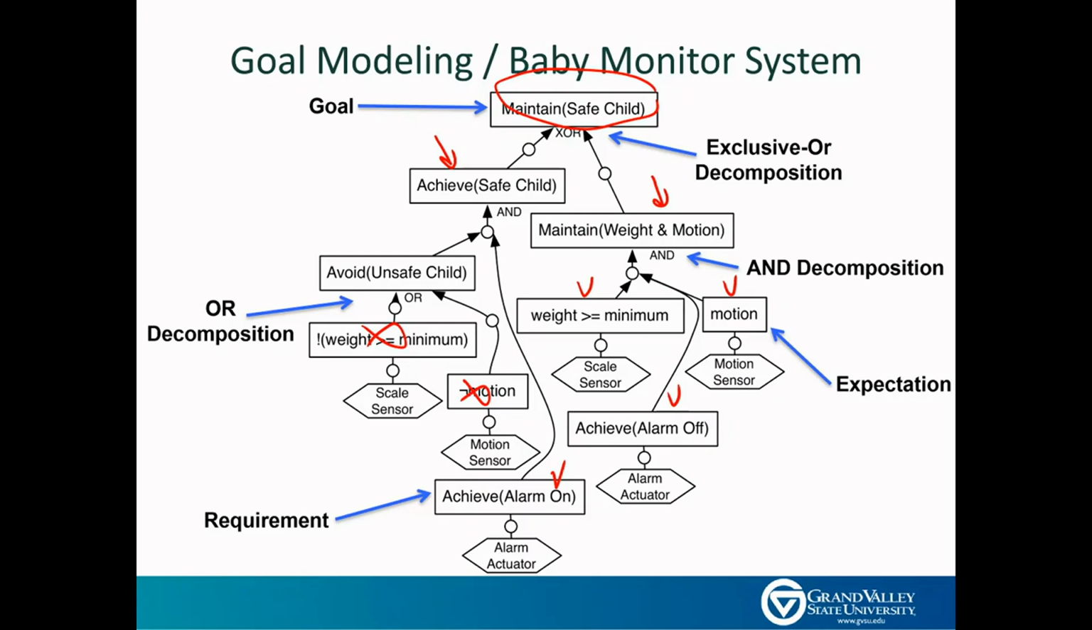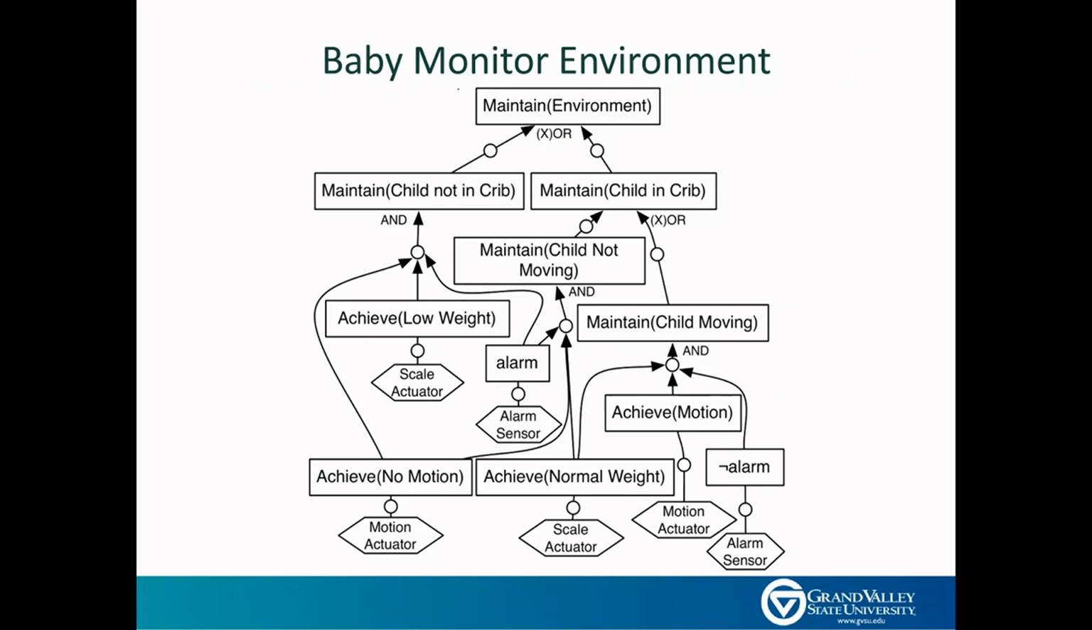Now, similar to that, we now have to model the baby monitor environment. And you'll notice here that we have sensors for weight, sensors for motion, and an alarm actuator. Well, when we model this corresponding environmental system, we're going to have the opposite of that. So we're going to have something that creates weight, creates motion, and senses an alarm. So we have a maintain environment goal model, and the environmental scenarios that we've modeled are either the child is not in the crib, and if the child's not in the crib, then we have to achieve a low weight and no motion, in which case we expect an alarm.